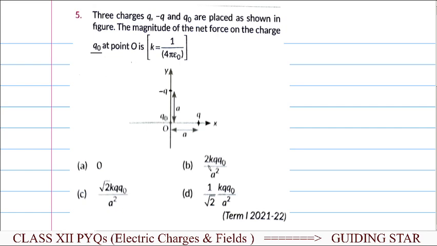Here in question number 5, three charges q, minus q and q naught are placed as shown in the figure. The magnitude of the net force on the charge minus q naught at point O is.